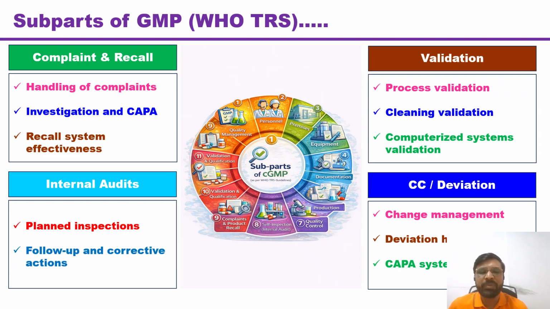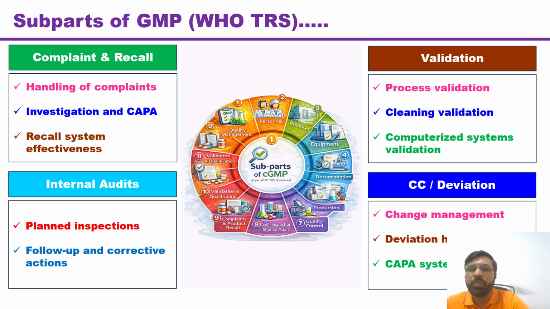Next one is internal audits. Basically, it is also called self-inspection. These are the planned audits we have to perform within the facility. All the departments are involved, and we have to audit all the sections in the manufacturing area, and QA will lead these internal audits. And when we are doing the audits, it is obvious that we will get some observations, and we have to follow up on the corrective actions, so that we can avoid the reoccurrence of those particular observations.